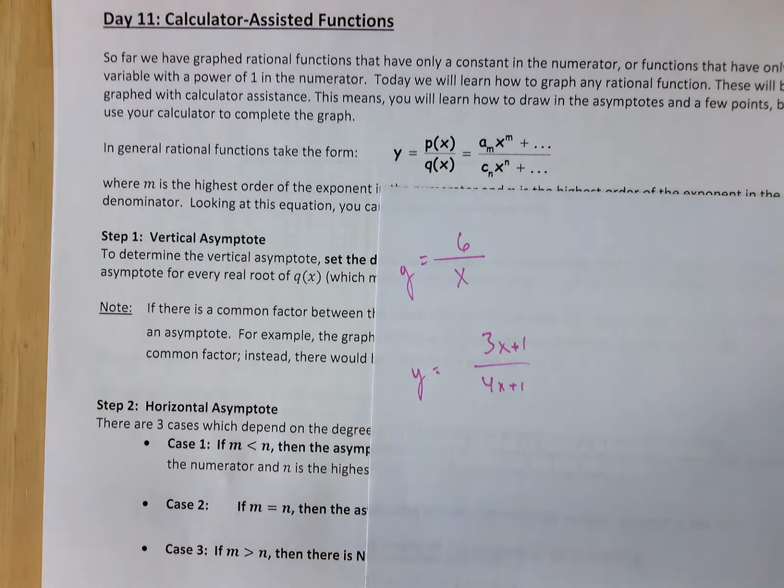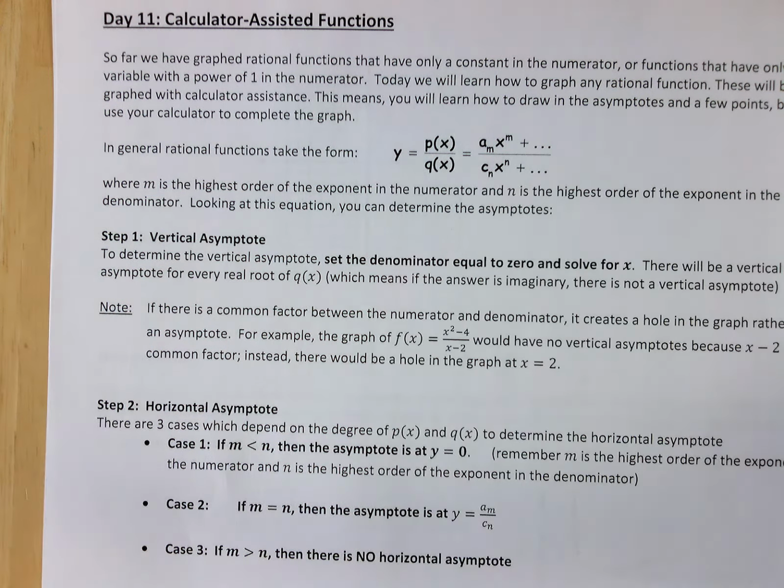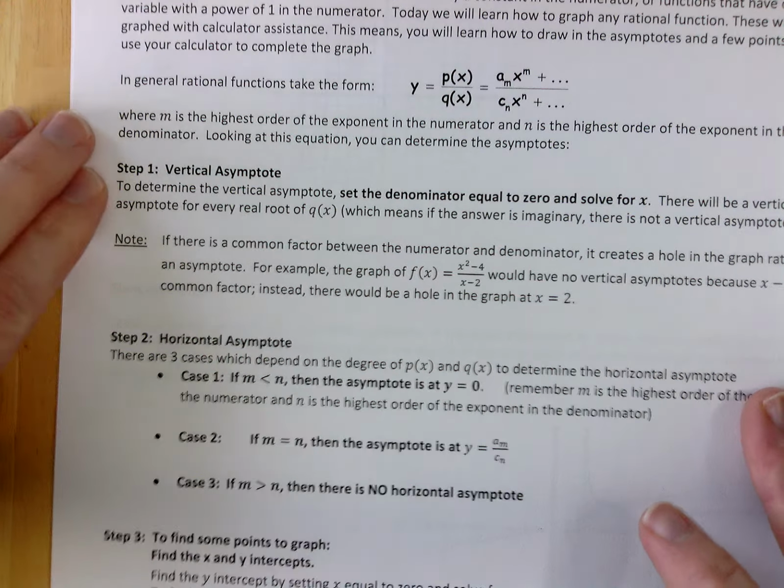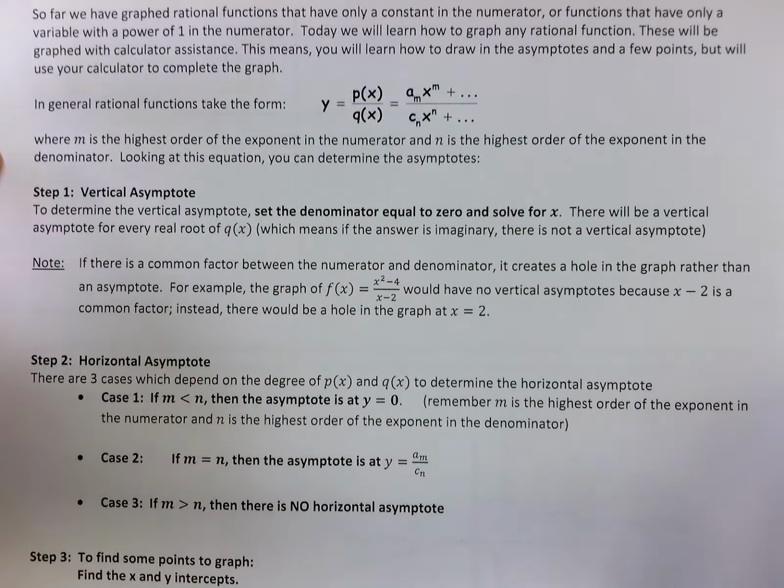So what you're going to need to be able to do today is find your asymptotes from an equation and your intercepts from an equation. And if you can find those things, you can graph on your calculator. So let's take a look at these. So a bunch of words here. You can go back and read this. I'm not going to read it to you.